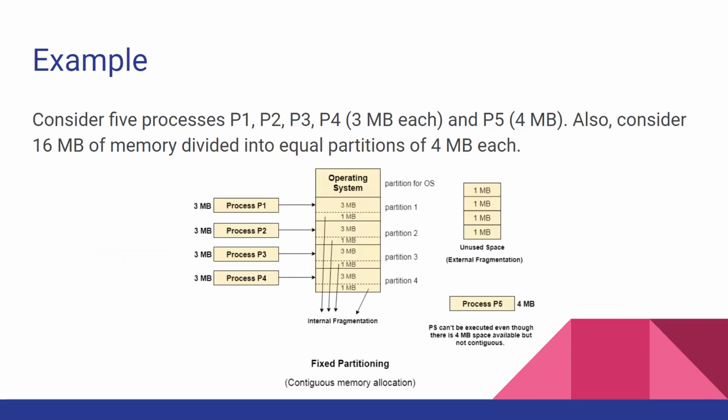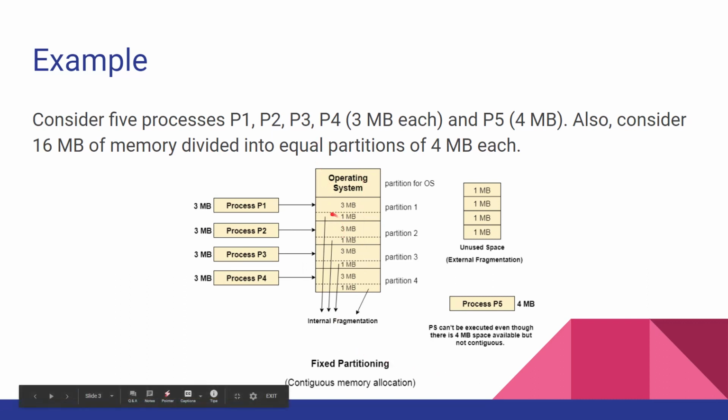Moving on to an example of the fixed partition method, we will first consider 5 processes: P1, P2, P3, P4 of 3 MB each and P5 of 4 MB. We will take the user process memory space to be 16 MB, divided into equal partitions of 4 MB each, as you can see in the diagram.